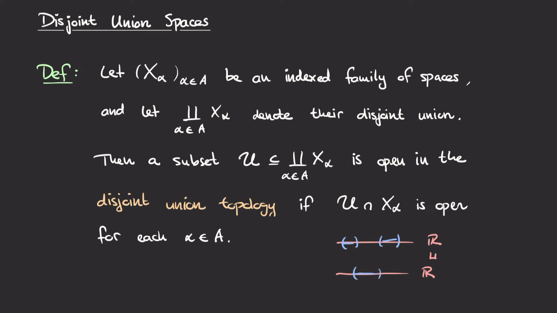However, as soon as we would have some set that's not open as an intersection of the set with one of the copies of the real line, then the entire set would not be open in the disjoint union space. For example, if we just had also this isolated point here included in the set, then this set would not be an open set considered as a subset of this copy of the real line, and therefore the entire set would not be open in the disjoint union topology.